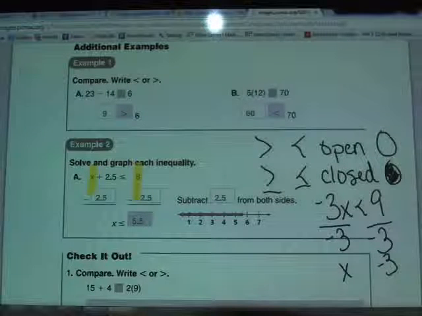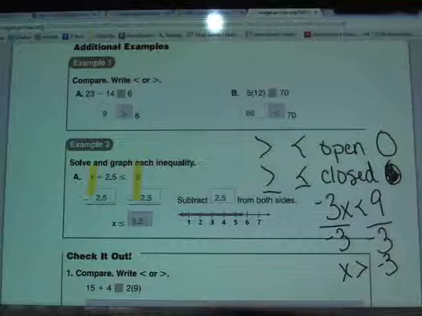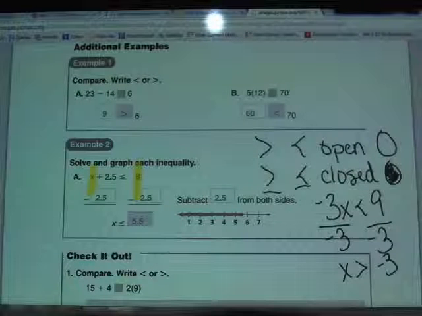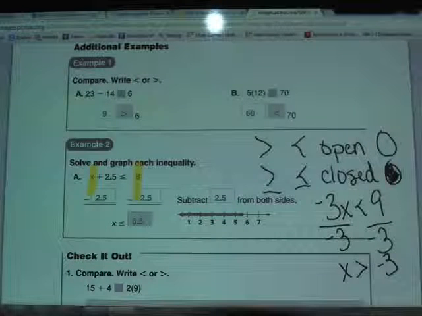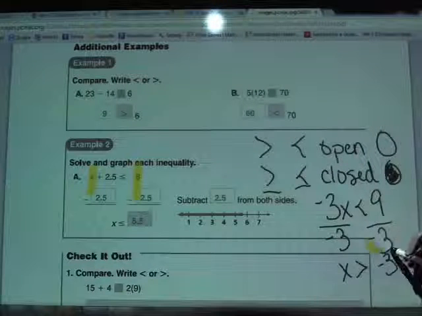So I'm actually not going to write less than back in as part of my solution. It's actually going to be greater than. That multiplying or dividing by a negative does that. And as you can see, in this case, that's exactly what I did. I divided by negative 3 down here.